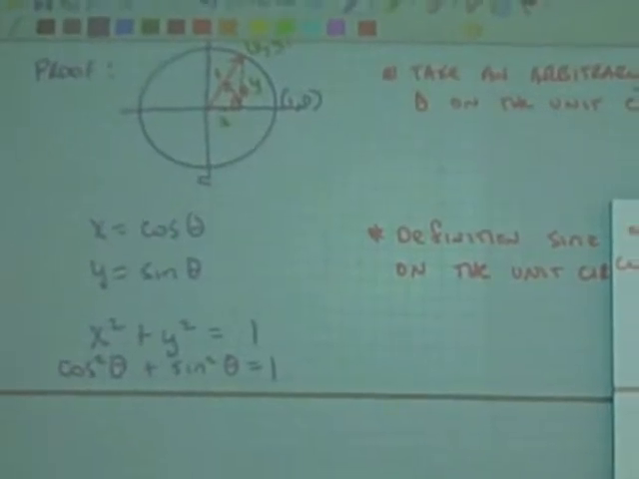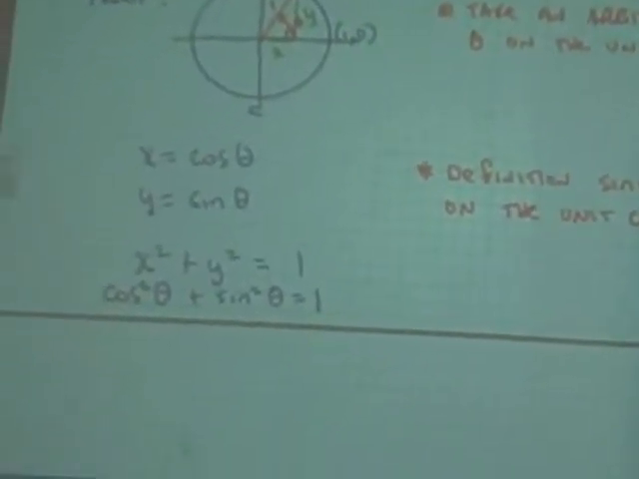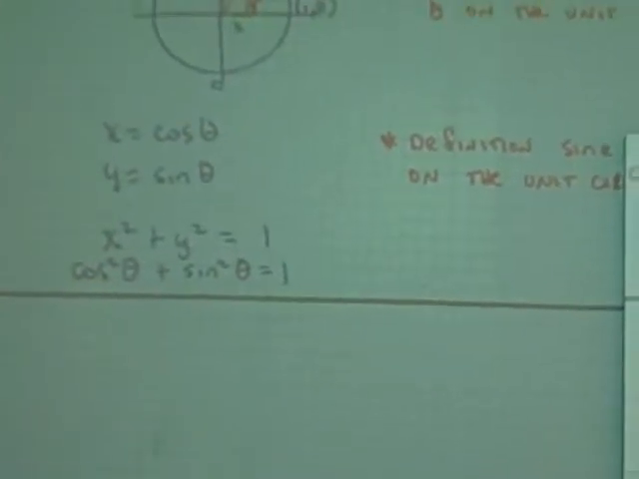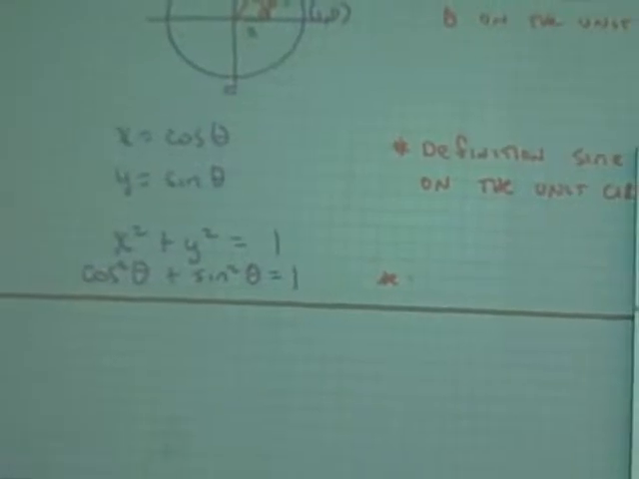And so that's proving the first one, right? Cosine squared plus sine squared equals 1 is the exact same thing as sine squared plus cosine squared equals 1. So whichever order you put that in, it's the same thing. First one, proved.